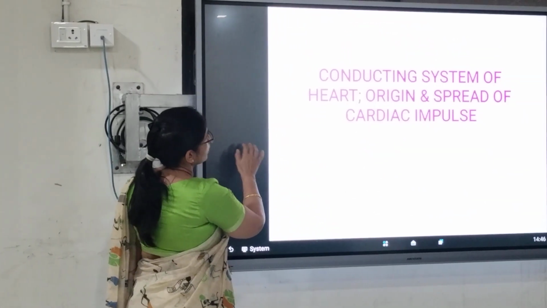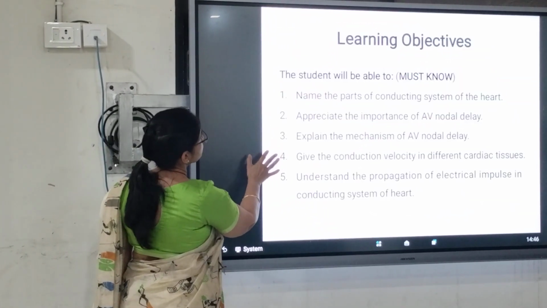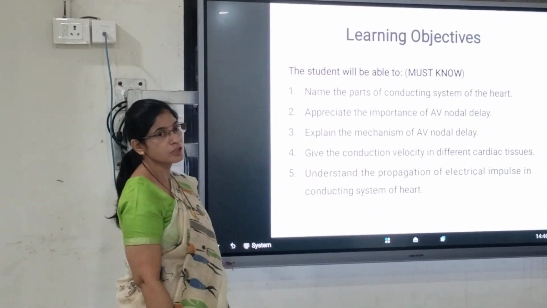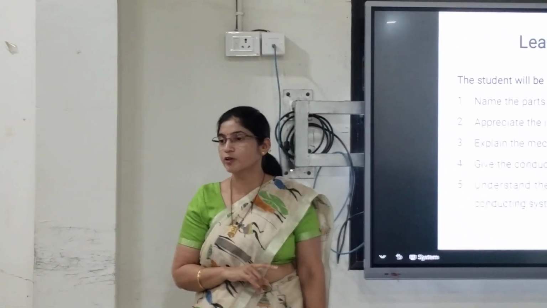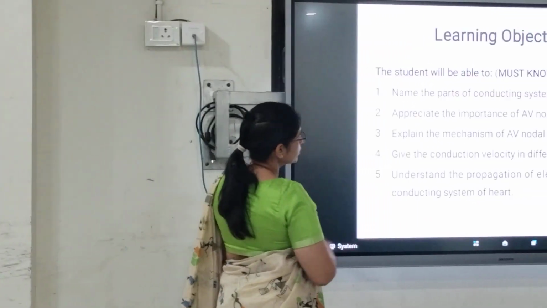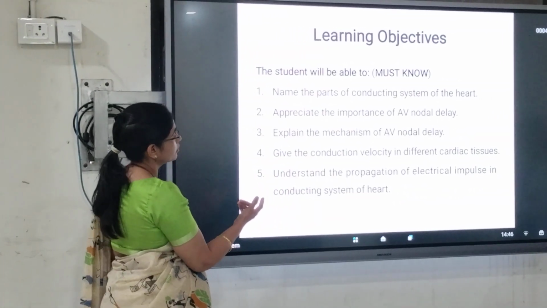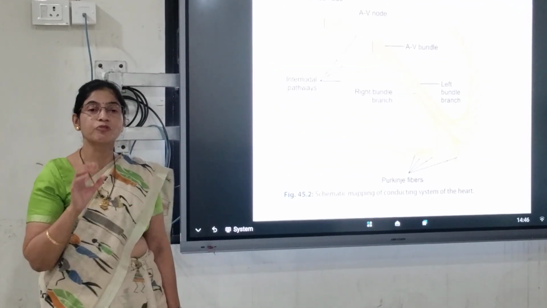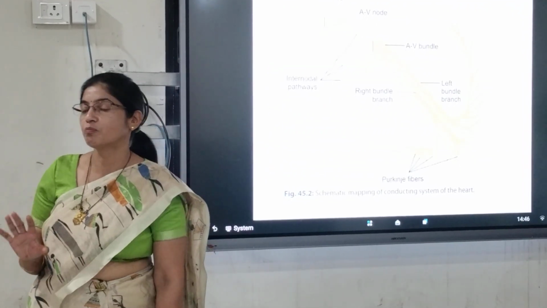So these are the learning objectives, because I think this part is important for you. Conduction of the impulse: why there is an AV nodal delay is important is that it will give a proper time to fill the ventricles. That is the importance of the AV nodal delay. Okay?